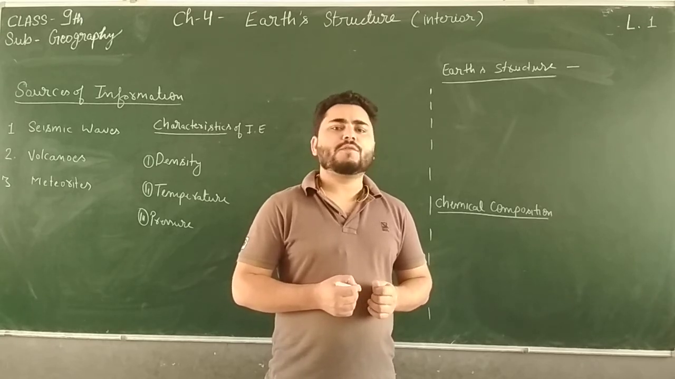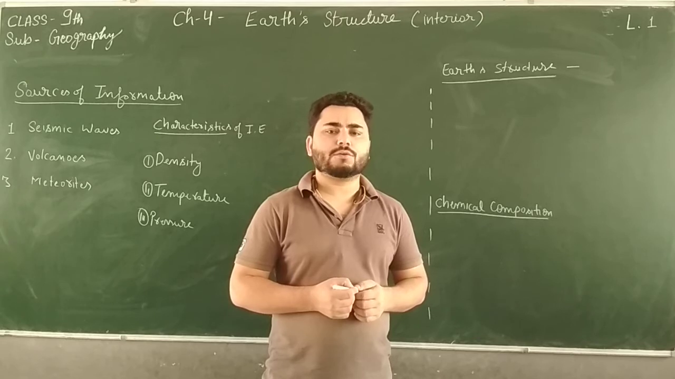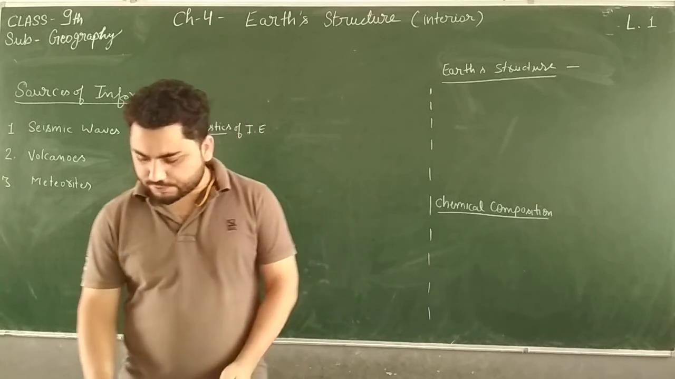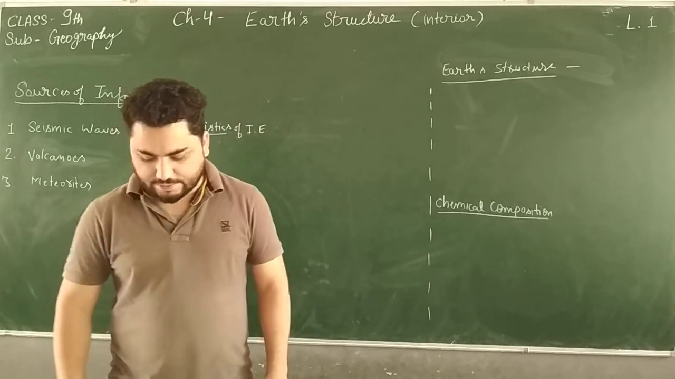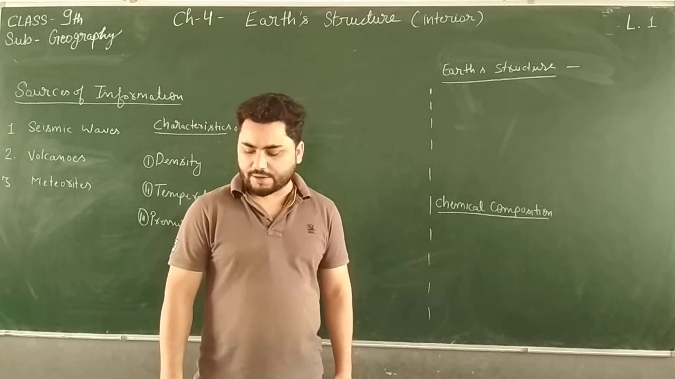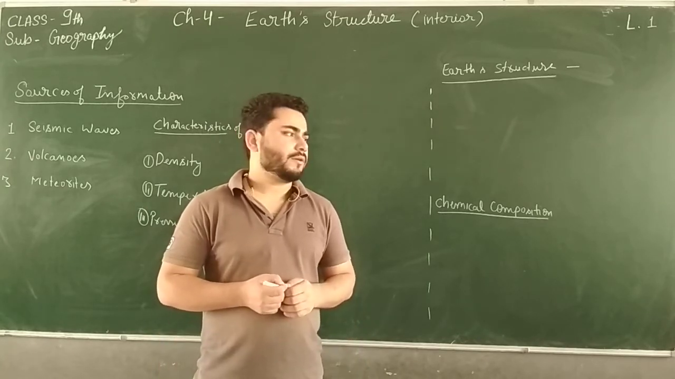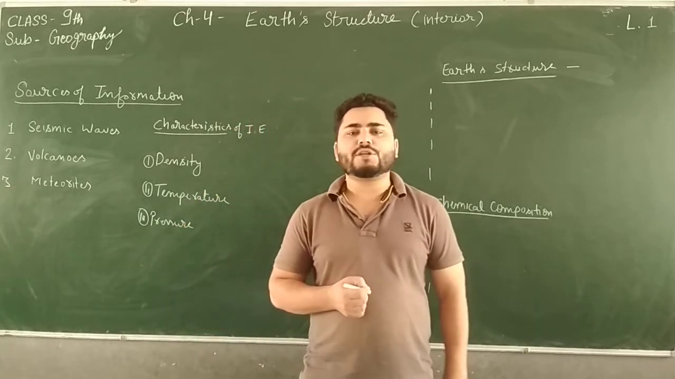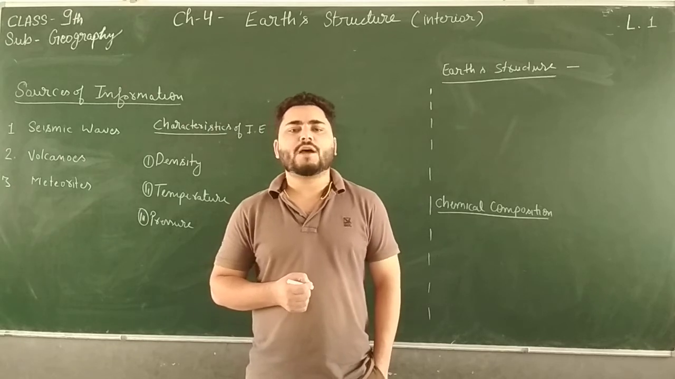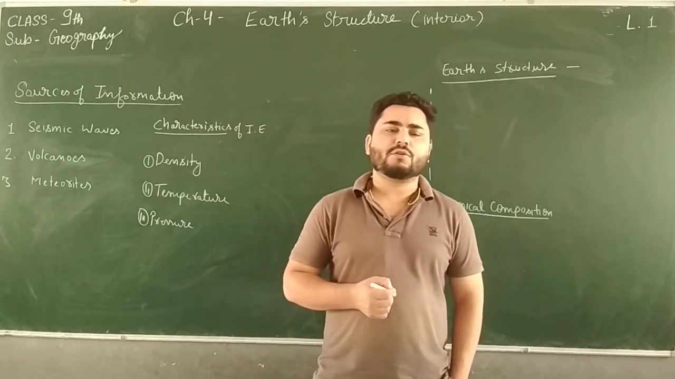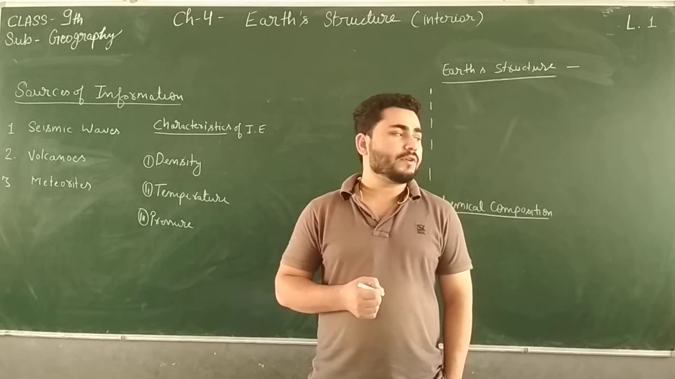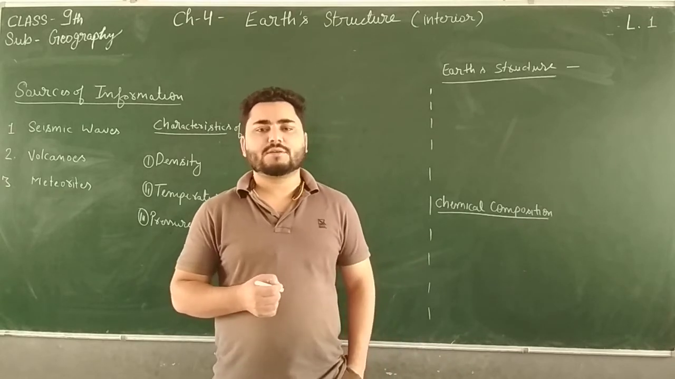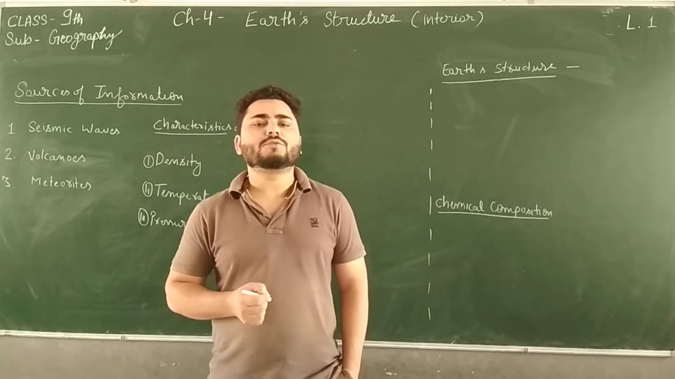So how can we come to know about the interior of the earth? As we know, the earth is too deep. Its radius is 6378 kilometer, which means if you want to reach the center of the earth, you will have to dig 6378 kilometer. But we are unable to even dig for 8 kilometers. So how will we come to know about the earth?